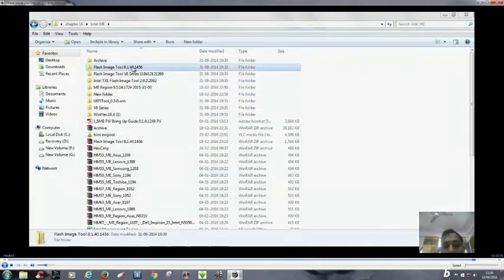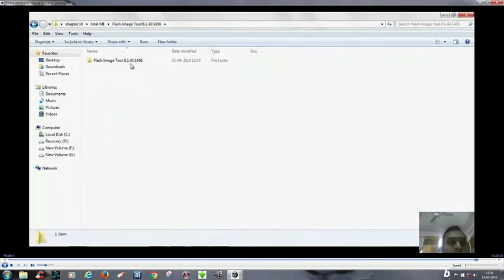I have the FITC tool for all kinds of versions. So if your chipset is Intel Series 7, then you have to use Flash Image Tool version 8. If your chipset is Intel Series 6, then you have to use Flash Image Tool 7 series. If your chipset is Series 8, then you have to use Flash Image Tool 9 series. Right now I have an example, a Toshiba C850, which has an Intel Series 7 chipset. So we are going to use the Flash Image Tool.